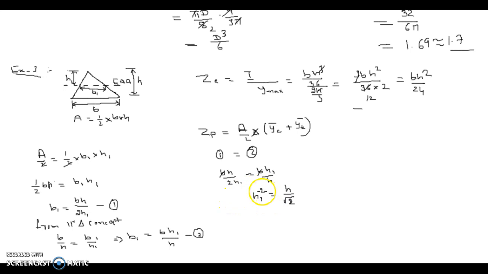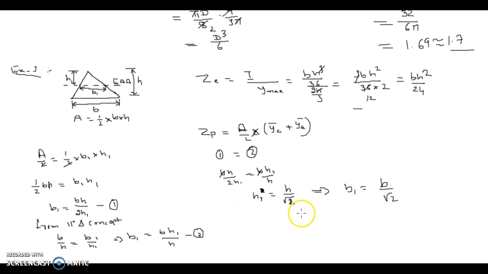Okay, so now here I'm not having H square, it's just H1. So H1 square is equal to H square by 2. Therefore H1 will become H by root 2. So once I got this, if you know H1, then what is this B1? B1 is equal to B into H1 by H. Look at this, H1 by H is equal to 1 by root 2. So B1 is equal to B by root 2, H1 is equal to H by root 2. You can remember this whenever necessary.